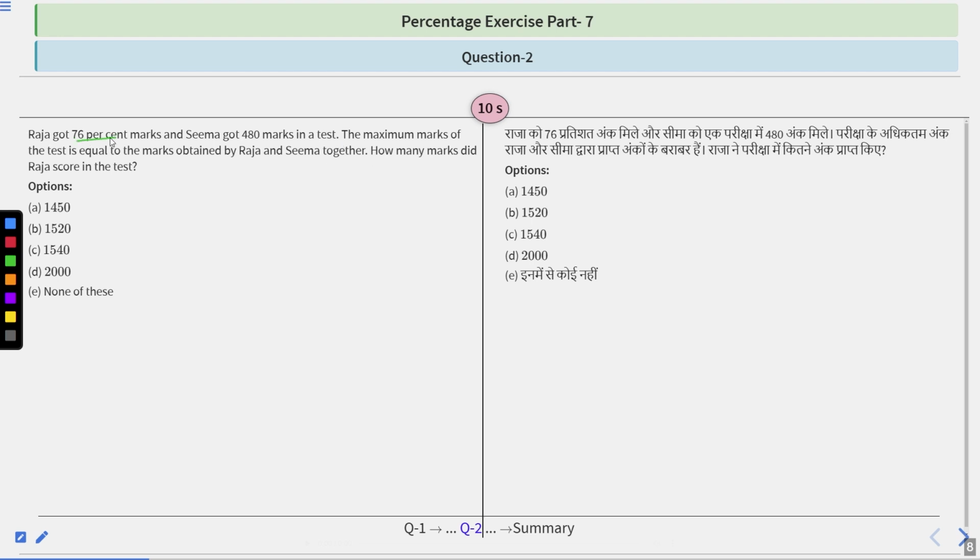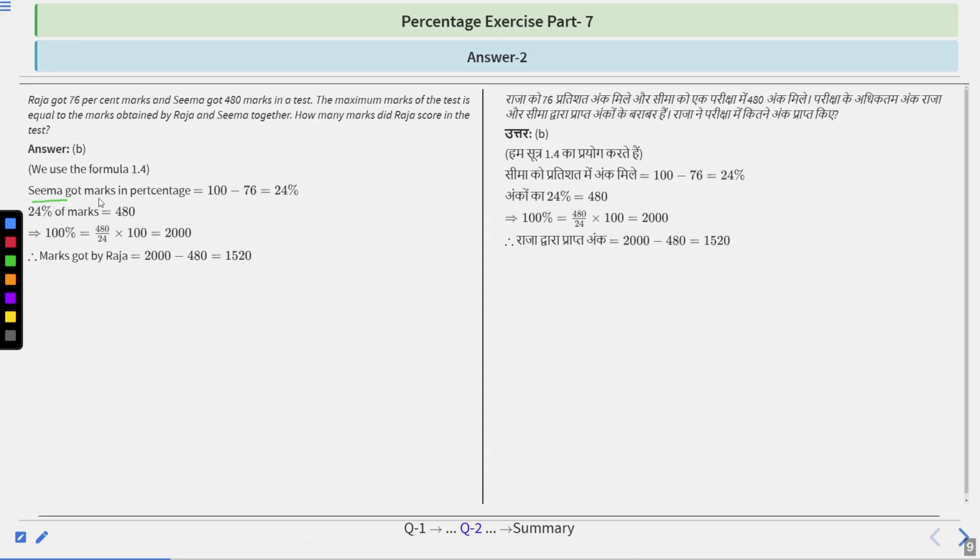Raja got 76% marks and Seema got 480 marks in a test. The maximum mark of the test is equal to the marks obtained by Raja and Seema together. How many marks did Raja score in the test? You have 5 options and 10 seconds to solve this question. Your time starts now. Now time's up. Let's see the solution.